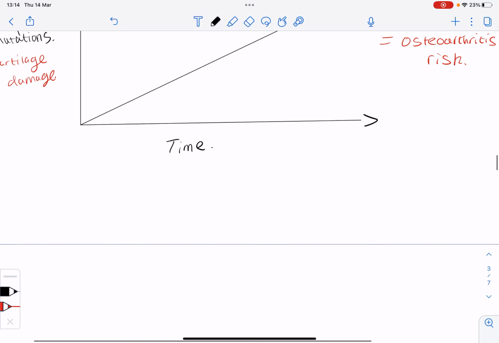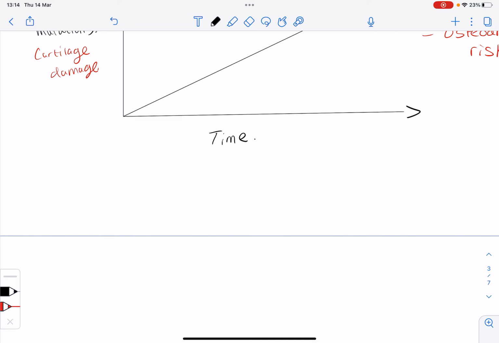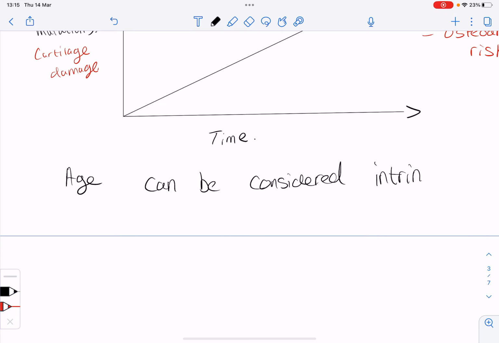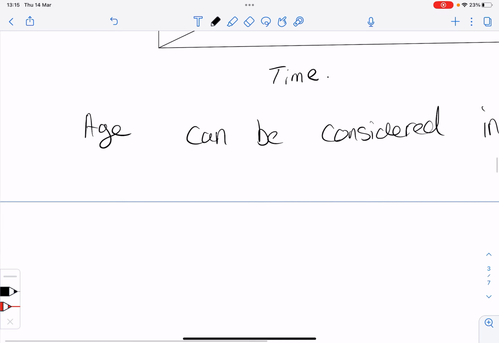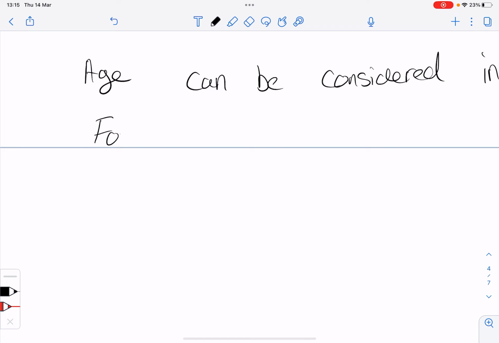So what do we consider age to be? So age can be an intrinsic cause when it describes the biological processing of aging. So age can be considered intrinsic when we're talking about the biological processes of aging. So for example, the risk of osteoporosis.